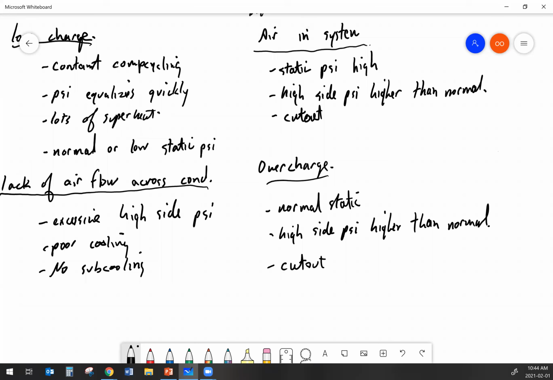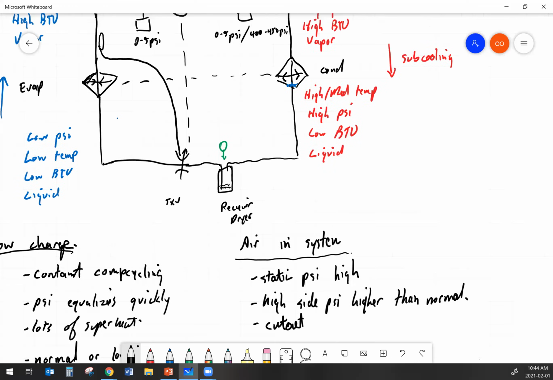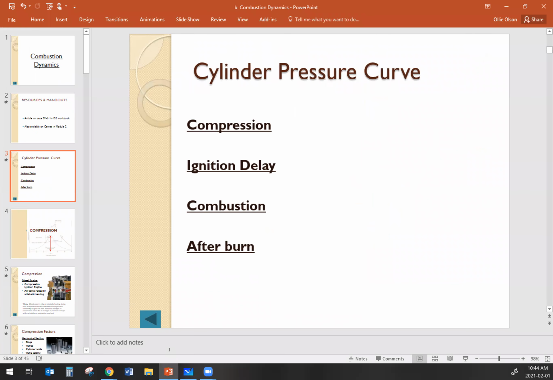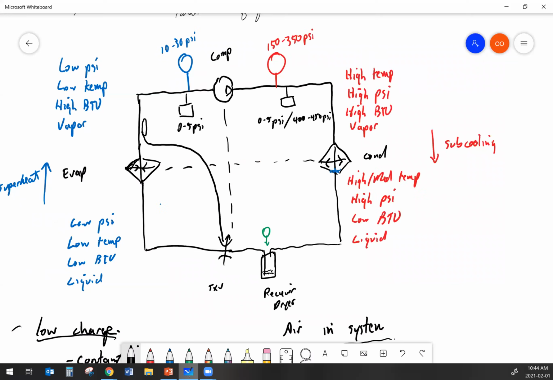The reason an overcharge drives up your high side pressures is because if you take a look at your evaporator, sorry, not your evaporator. If you take a look at your condenser, if I put too much refrigerant in the system, then instead of the condenser being full of liquid to just the very bottom of it where it should be, it actually ends up full of liquid almost all the way through. Now my condenser is full of liquid.